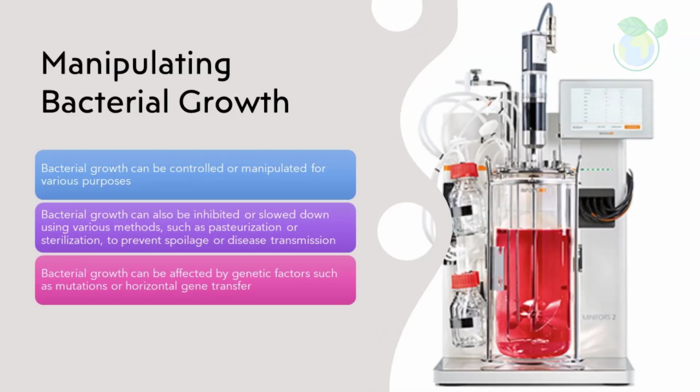Manipulating bacterial growth. Bacterial growth can be controlled or manipulated for various purposes. For example, bacteria can be grown in large quantities for industrial or medical purposes, such as producing antibiotics or enzymes. Bacterial growth can also be inhibited or slowed down using various methods, such as pasteurization or sterilization, to prevent spoilage or disease transmission.